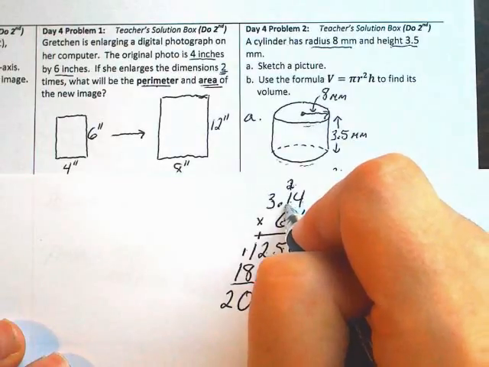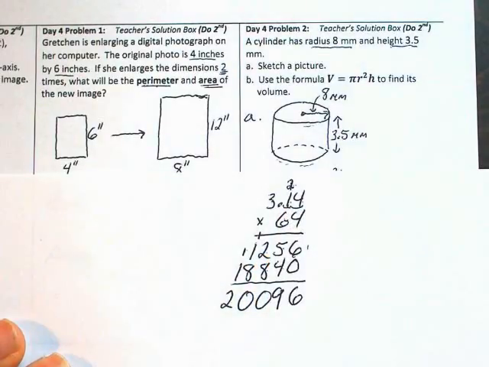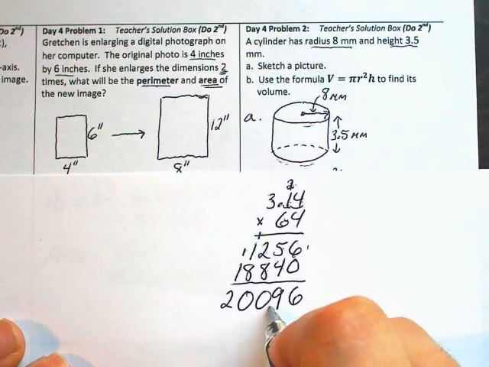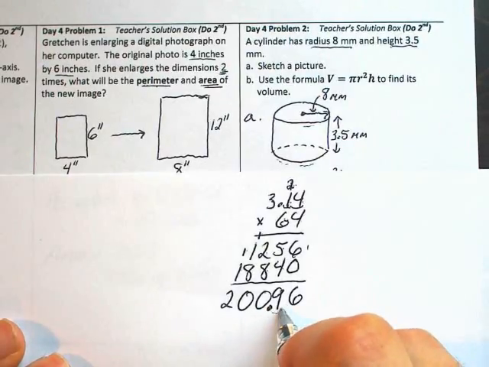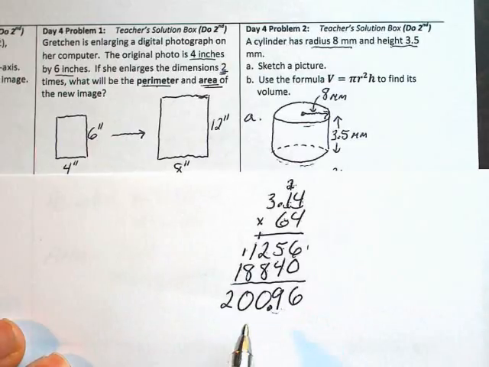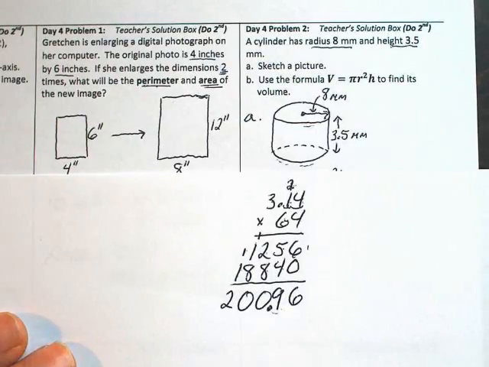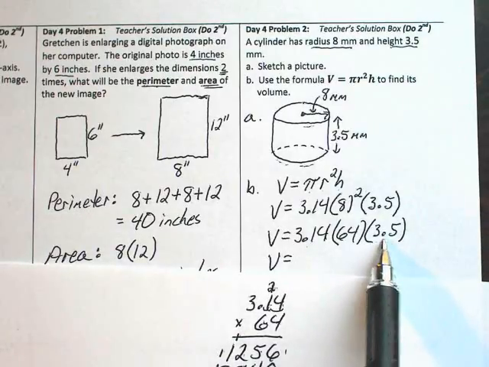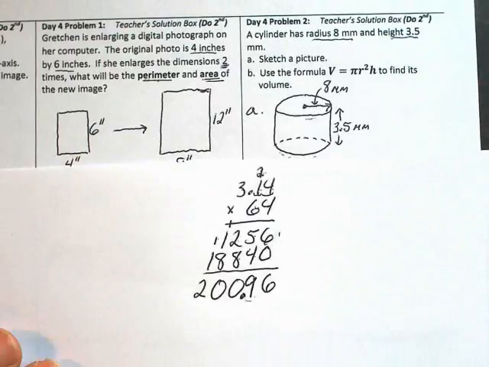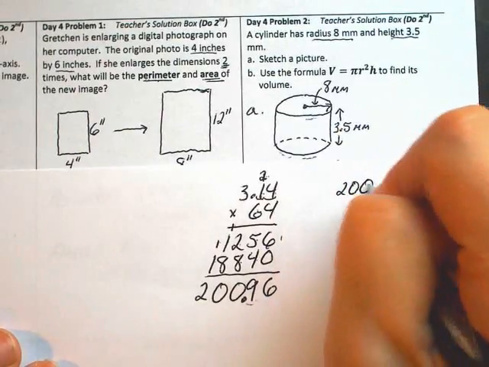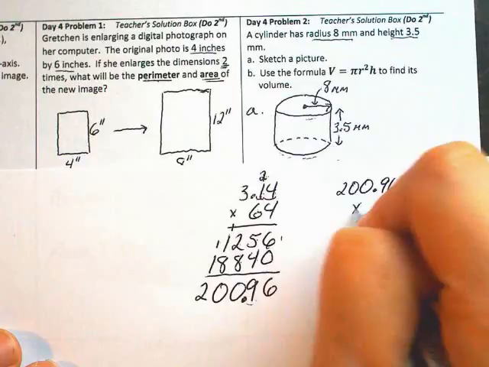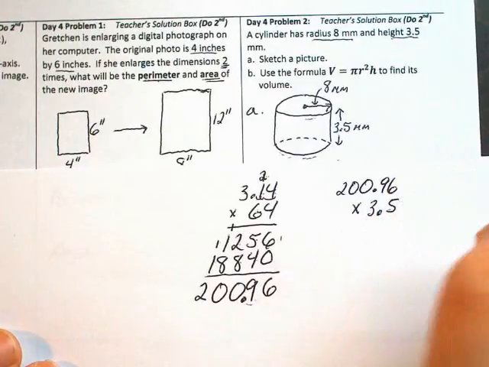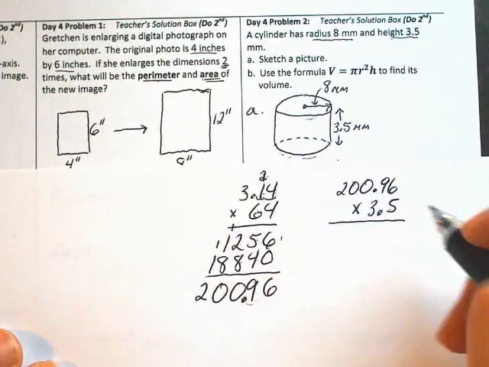And in the original problem, there are 1, 2 numbers to the right of the decimal. And so in our answer, if we put the decimal point here, there will be 2 numbers to the right of the decimal. So it's not 20,096, it's really 200.96. Now we then need to multiply that by the other number that was in our multiplication problem, and that was 3.5. And so back to the scrap paper. 200.96 multiplied by 3.5. What does this make?